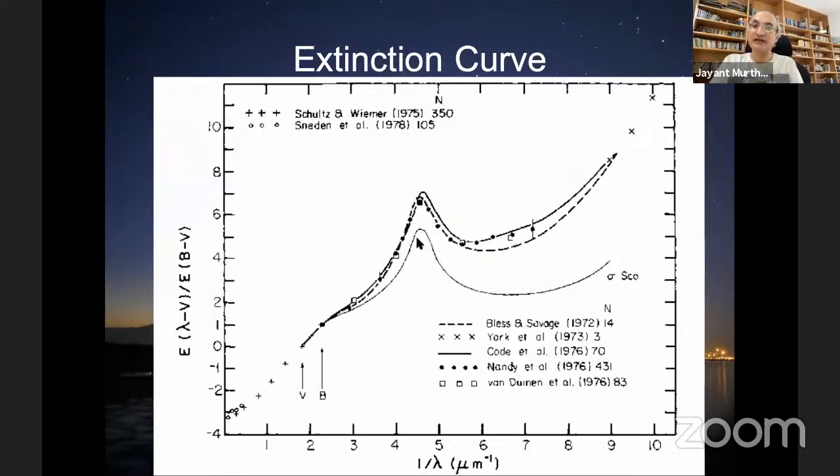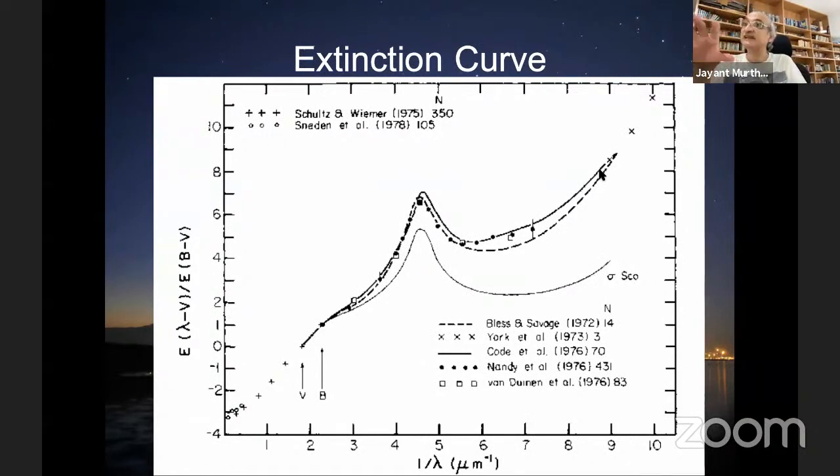So that's what this bump is. And then as you go to shorter wavelengths, there's a steady increase in the amount of absorption. So now there's an extra population of small grains. And we think that these small grains are made up of these benzene rings, essentially.